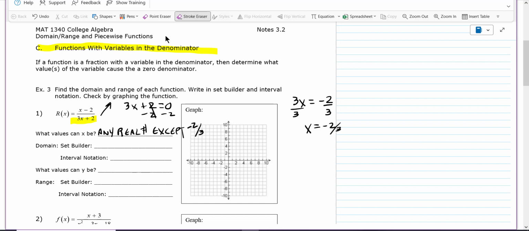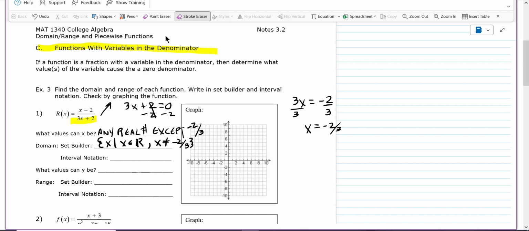So if you do this in set builder notation, there's a couple of ways to do this. One way is to just say set of x such that x is a real number, but you can put a comma, you can say x cannot be equal to negative 2/3. I mean, you could write that in words too. You could say x is any real number except negative 2/3. That's a valid way to write the domain. In mathematical symbols, it's just every real number, but it can't be negative 2/3.